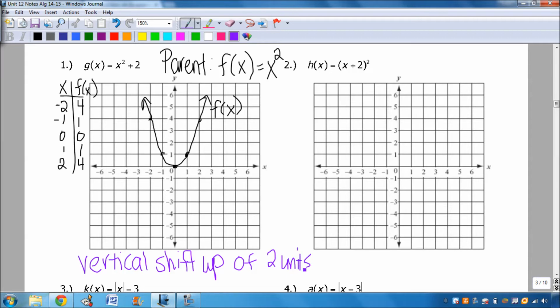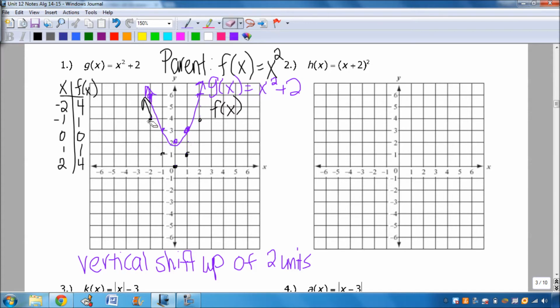I'm literally going to take each one of my points right here, and I'm just going to shift it up 2 units. My first point is at 4. I'm going to go up 2. Here's my new coordinate, okay? My next point is at 1. I'm going to go up 2. Here's my new coordinate. The next one is at 0. I'm going to go up 2. There's my new coordinate. The next one is at 1. Go up 2. There's my new coordinate. The last one is at 4. Go up 2. There's my final coordinate. Connect your dots right here. And then this right here is really g of x equals x squared plus 2. And that's the one I care about.